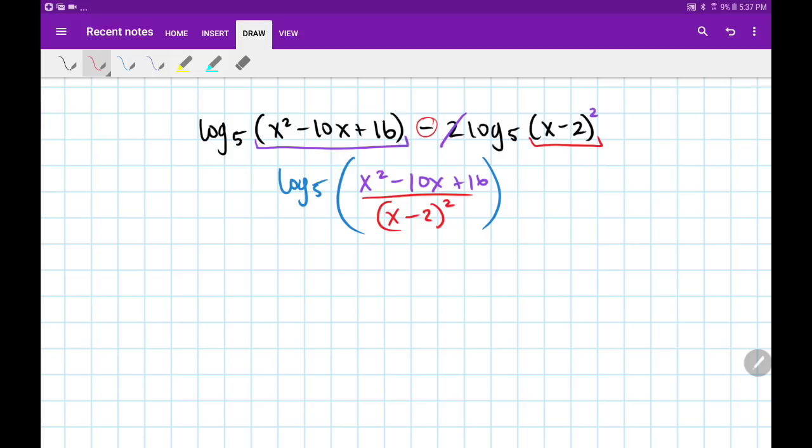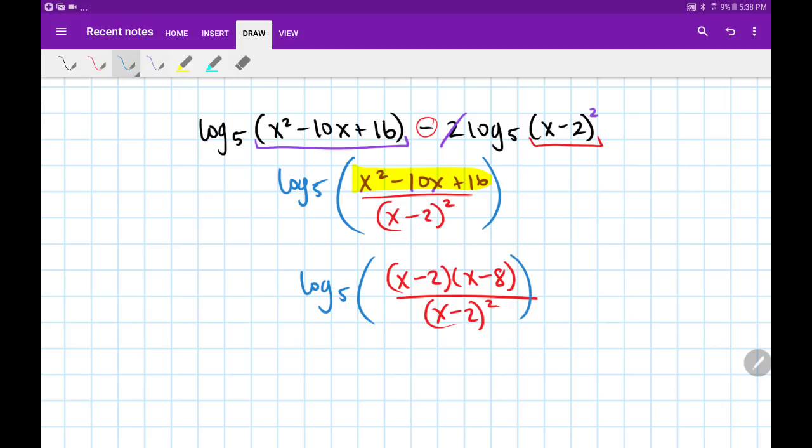The instructions say simplify if possible. So in order to simplify, I'm going to go ahead and factor the numerator, see if anything will cancel. So you go ahead and factor it whichever way is best for you. But eventually, pause the video and actually do it, give it a shot. Eventually this will factor to x minus 2 times x minus 8. And my denominator is still x minus 2 squared.